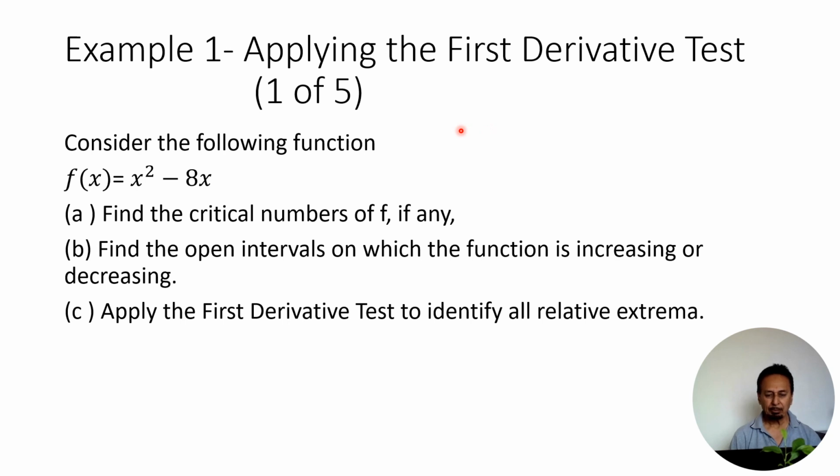Example 1. Applying the first derivative test. Let's consider the function f of x equals x squared minus 8x. First, find the critical numbers of f, if any. Then b, find the open intervals on which the function is increasing or decreasing. And c, then apply the first derivative test to identify all relative extrema.